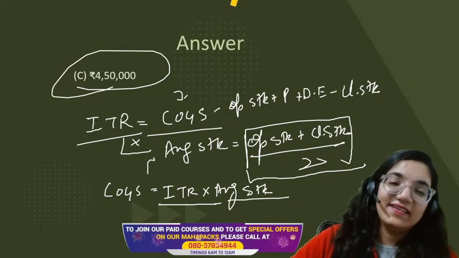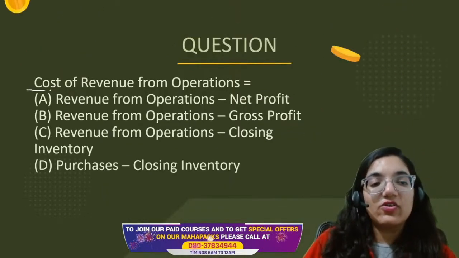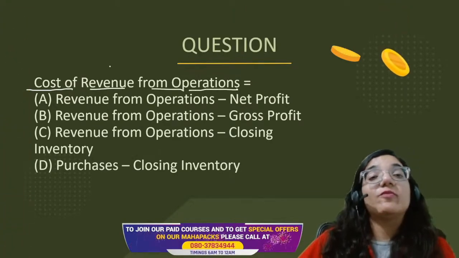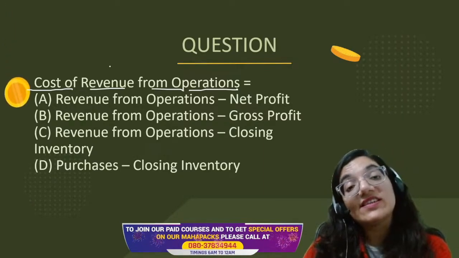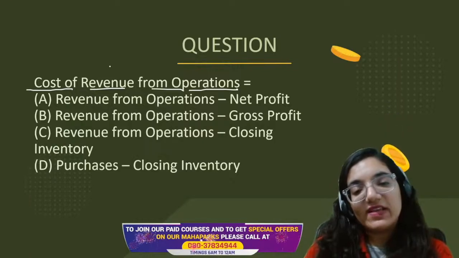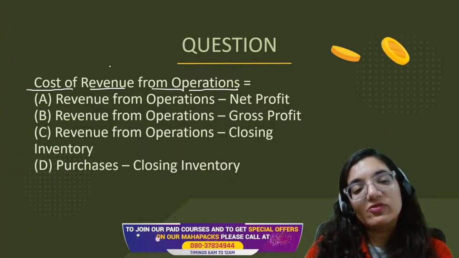Then the cost of revenue from operations. Cost of revenue from operations. Revenue from operations means sales. So what is the cost? Revenue from operations minus profit. Revenue from operations minus GP. Revenue from operations minus closing inventory, or purchases minus closing inventory.